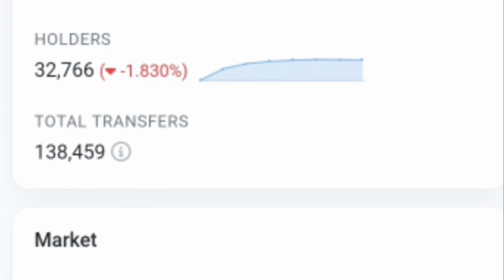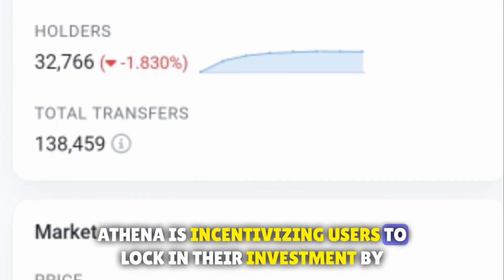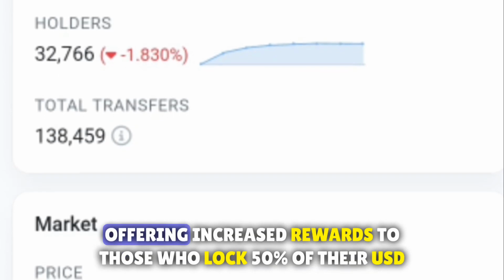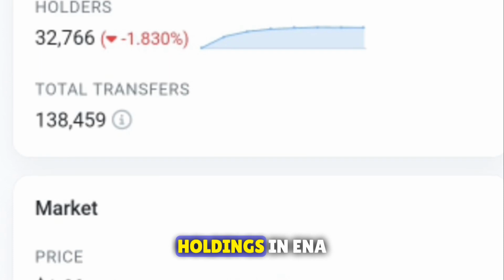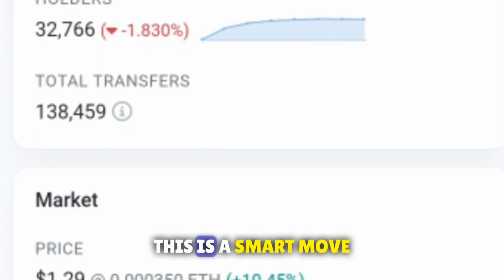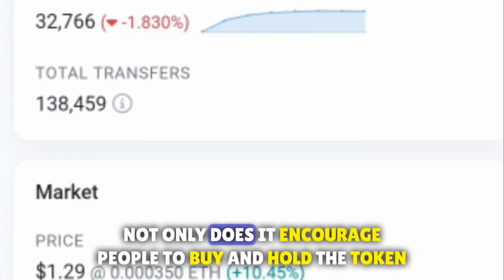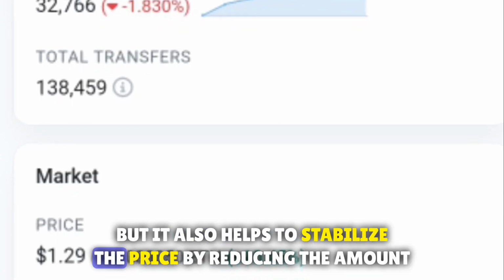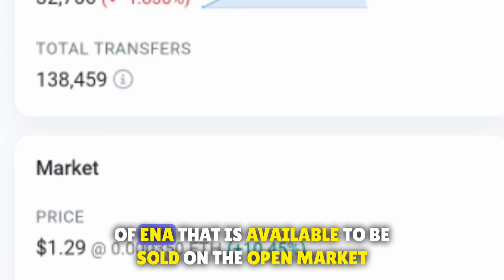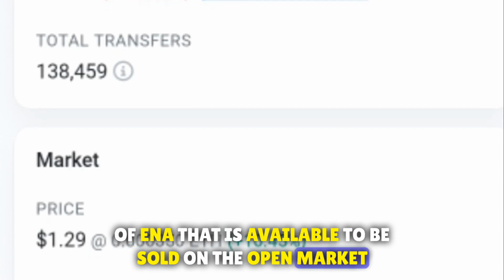But there's more. Athena is incentivizing users to lock in their investment by offering increased rewards to those who lock 50% of their USDe holdings in ENA. This is a smart move. Not only does it encourage people to buy and hold the token, but it also helps to stabilize the price by reducing the amount of ENA that is available to be sold on the open market.